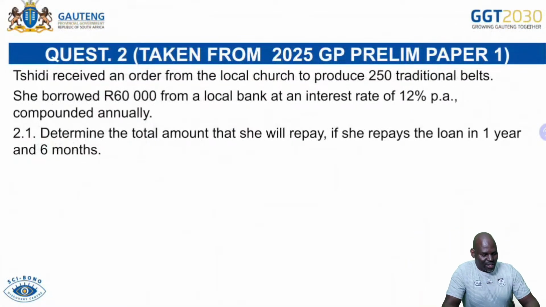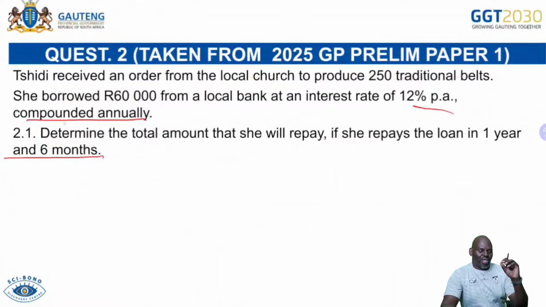Okay, welcome back, boys and girls. Let us continue with question 2. This one was taken from Gauteng Province Prelim Paper 1. TD received an order from the local church to produce 250 traditional bells. She borrowed 60,000 from a local bank at an interest rate of 12% per annum, compounded annually. Determine the total amount that she will pay if she repays the loan in 1 year, 6 months. So you saw that the previous one was 2.25 of a year, but this one is 1 year and 6 months. 1 year and 6 months is the same as 1.5 years.